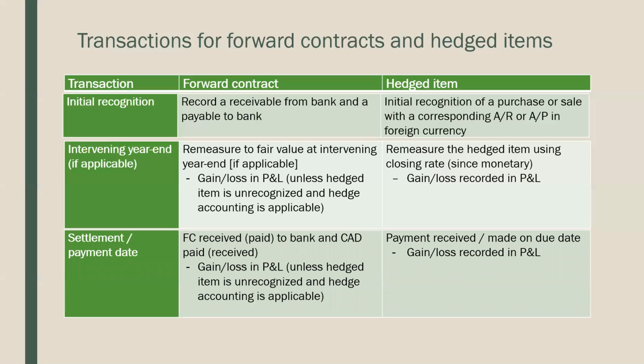On the settlement or the payment date, for the forward contract, either the foreign currency is received from the bank and Canadian dollars are paid, or foreign currency is paid or delivered to the bank and Canadian dollars are received. Any gain or loss is booked through P&L. For the hedged item, either we pay on the accounts payable or we receive on the accounts receivable, and any gain or loss is recorded in profit or loss.